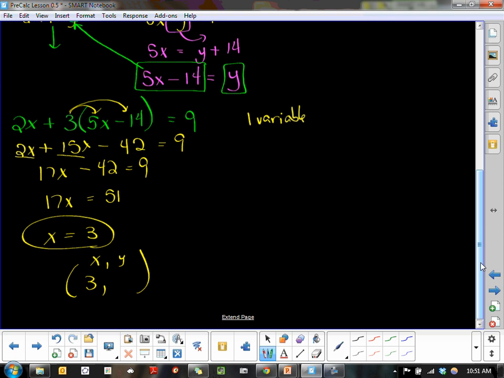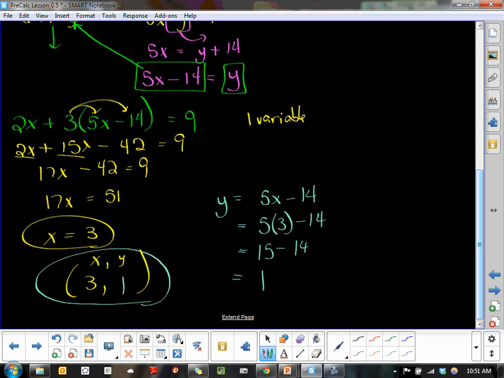So we use another method of substitution. We know that y was equal to 5x minus 14. So y is 5 times the value of x, then minus 14. So it's 5 times 3 minus 14. That should give us 15 minus 14, which tells us the y value has to equal 1. So the ordered pair that represents the solution where these two lines cross is (3, 1).